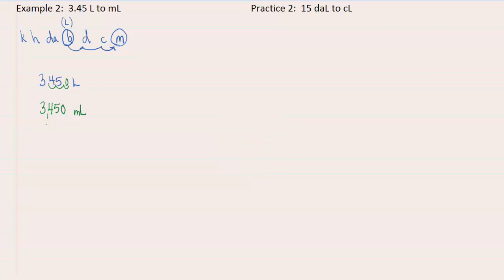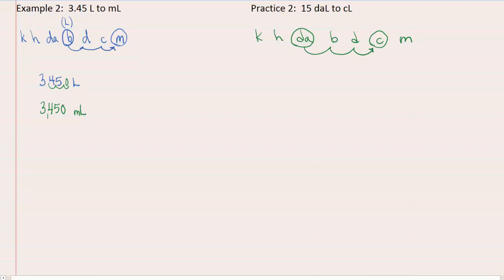Now I will show you how to work out practice problem number 2. Remember, we should write out our prefixes to help us out. Now that we have our prefixes listed, let's see where we will be starting. We will be starting at decaliters, and we will be going to centiliters. If we're starting at deca and going to centi, we will be moving 3 places towards the right.